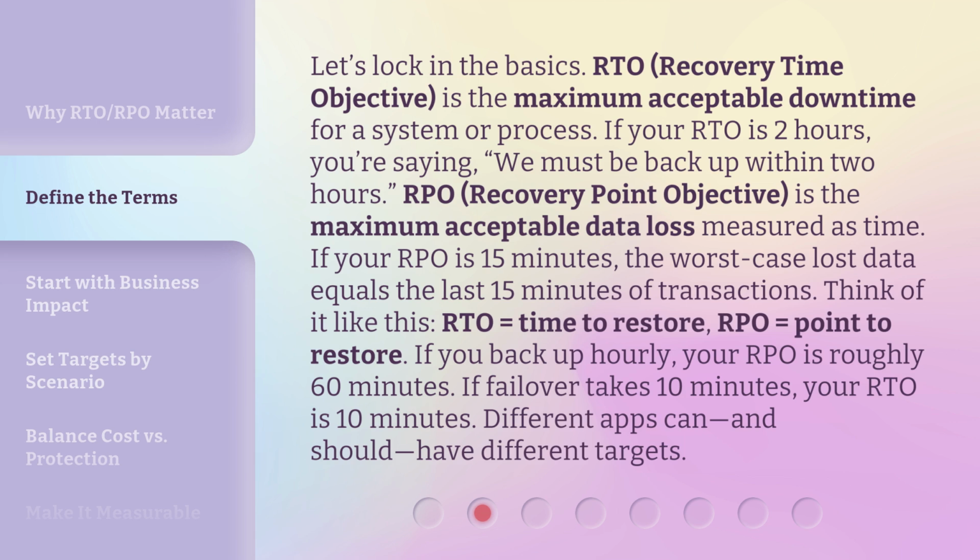Think of it like this. RTO equals time to restore. RPO equals point to restore. If you back up hourly, your RPO is roughly 60 minutes. If failover takes 10 minutes, your RTO is 10 minutes. Different apps can, and should, have different targets.